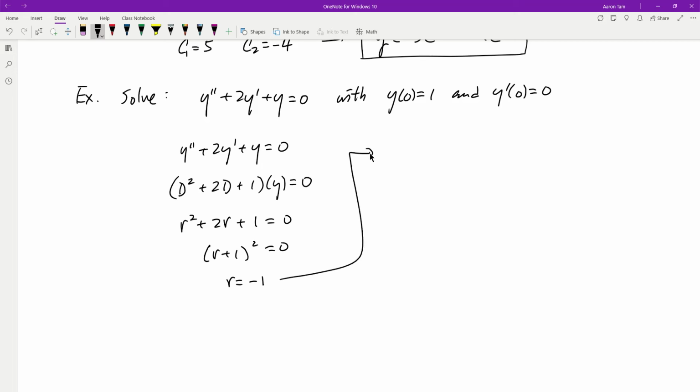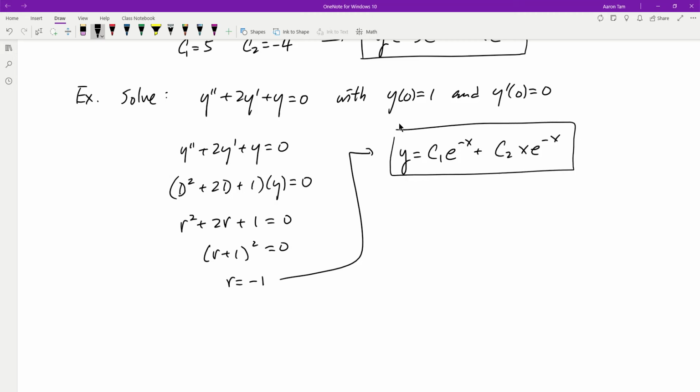Based on theorem 11.1.1, our solution y would equal c1 e to the negative x plus c2 x e to the negative x. So that's our general solution. Now let's try to solve for our particular solution. So let's go for it.